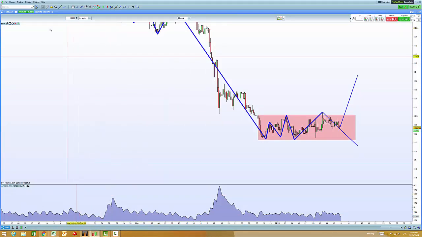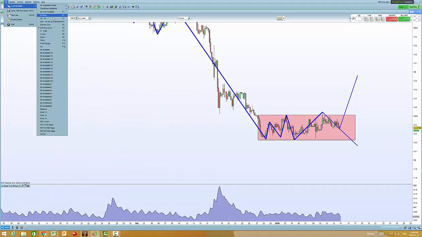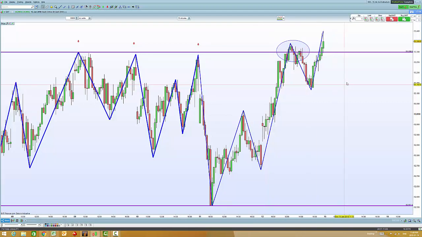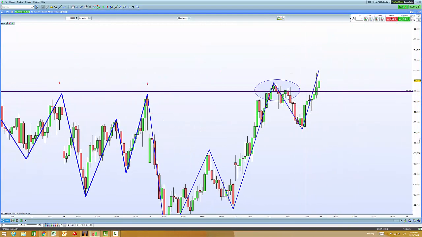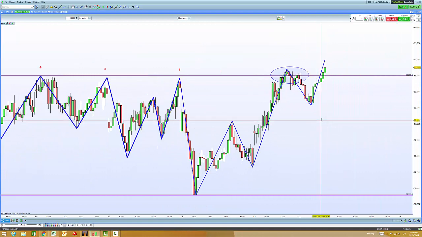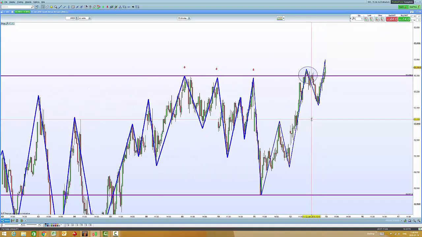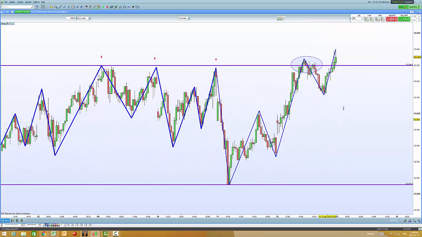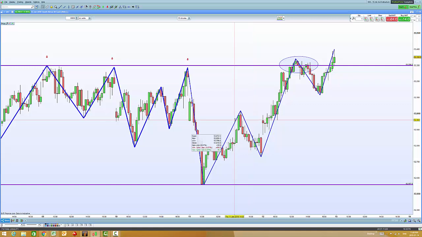In the short term, as I said, we've got a short-term upside bias. The market's breaking structure to the upside, so just bear that in mind as well. Right, so that's what's happening on the local markets.